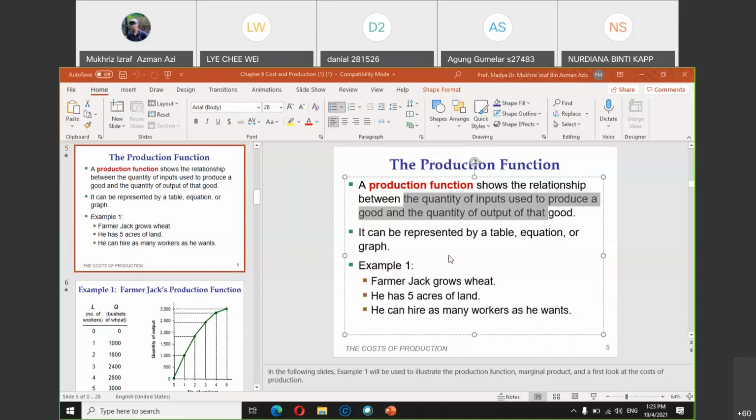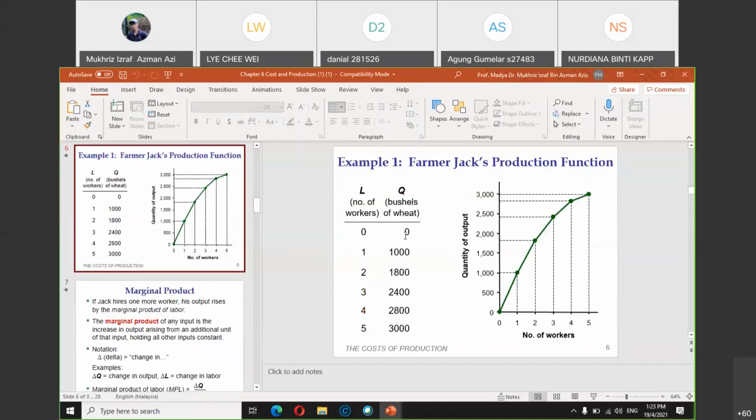Okay, so for example here, in the next slide, the production function, we assume only one input, which is labor. So this is obviously a labor-intensive industry or sector. Only the firm only uses labor, no machines whatsoever. So the number of labor is the input, and Q will be the output. This will be the total production.